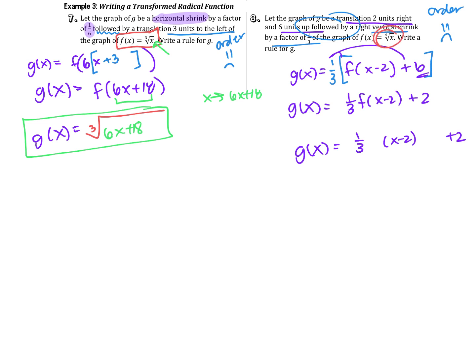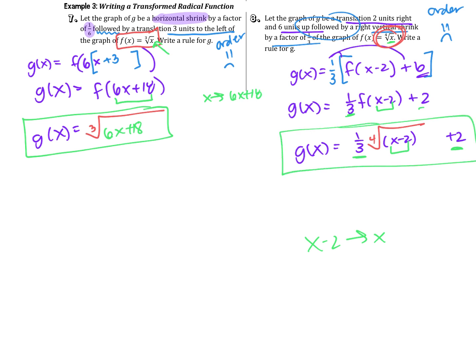And what type of function is this? This is a fourth root. So we are plugging x minus 2 in for x. Everywhere that there is an x, we're going to replace it with x minus 2. In front of the function, we're going to have a 1/3. And on the outside, we're going to have a 2. So here is our final answer.